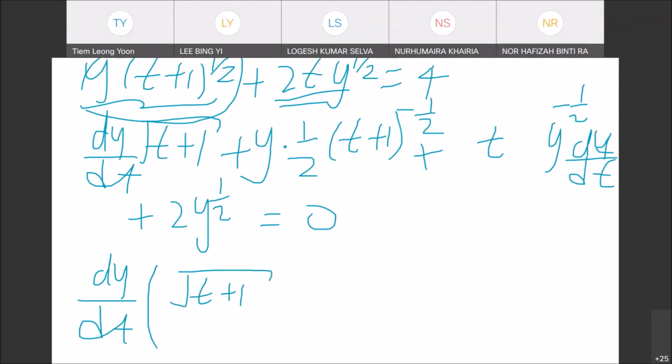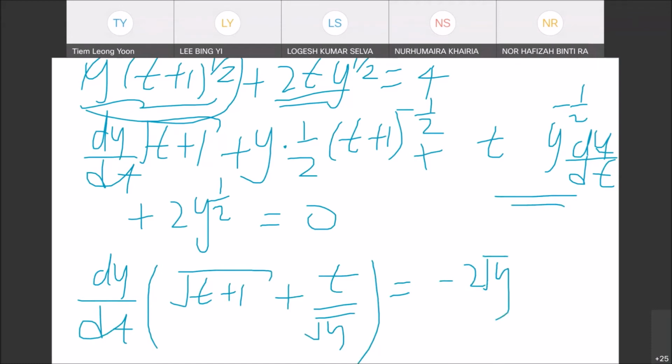Well, then I have another factor here, which is plus t times square root of y. That is what I will get. And then I get equals to, I throw the rest to the other side. I have minus 2 square root of y. And then I have another factor of minus y over 2, then I have a square root of t plus 1.